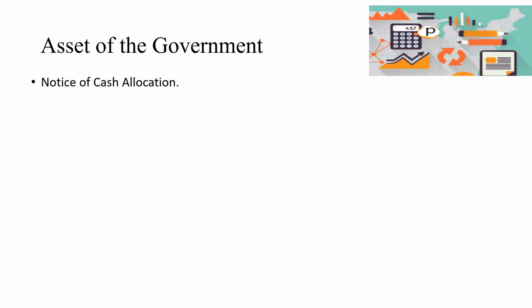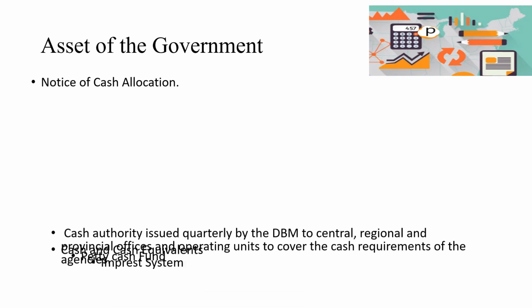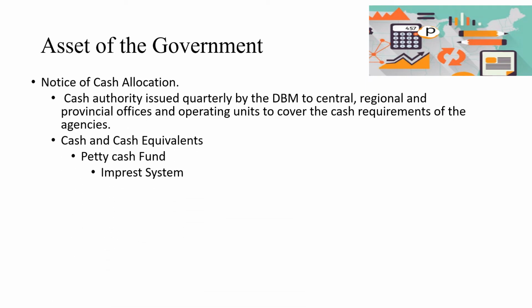So, walang talagang hawak na pera yung government. Ang pinakahawak lang na is yung PASMO, tsaka yung authority ng Notice of Cash Allocation telling that land bank could pay. Kasi doon na i-deposit ni Bureau of Treasury. Okay? So, ano-ano ba yan? So, we have the Notice of Cash Allocation. These are the cash authority issued quarterly by the Department of Budget to central, regional, and provincial offices and operating units to cover for the cash requirements of the agency. See? So, ibig sabihin, ito yung mga cash authority or ito na yung pera na ina-allow yung entity na to na mag-withdraw sa bangko, land bank, kasi dideposituhan ni Bureau of Treasury.